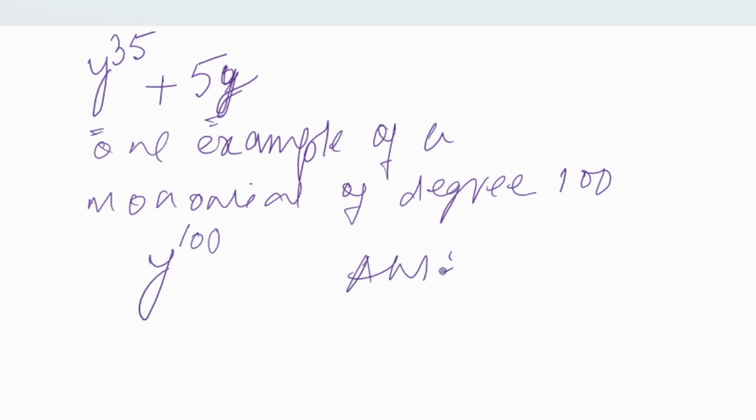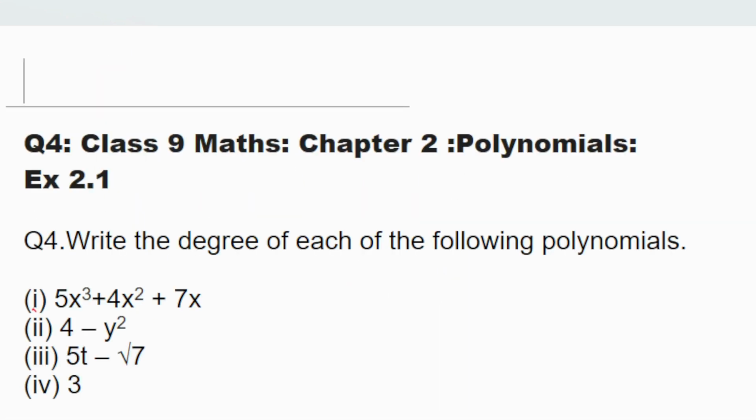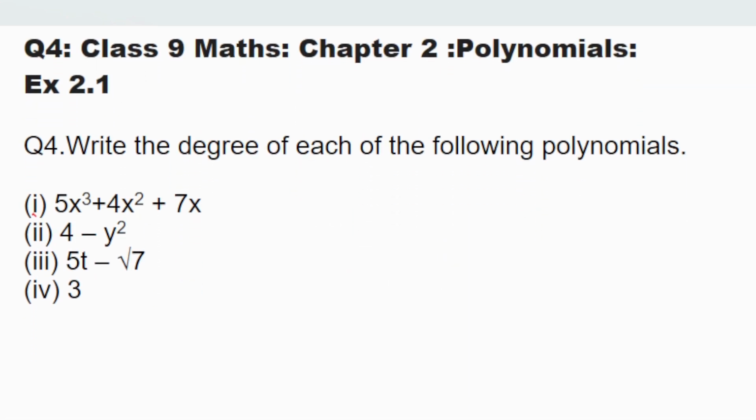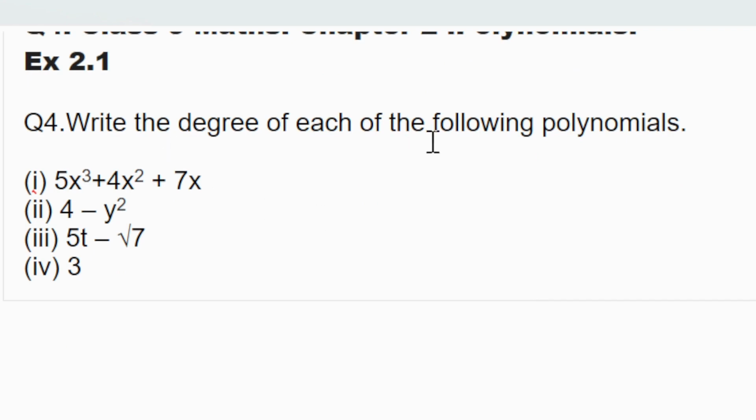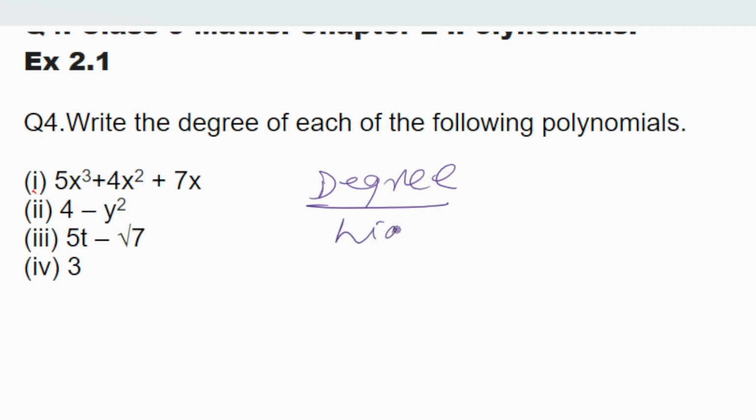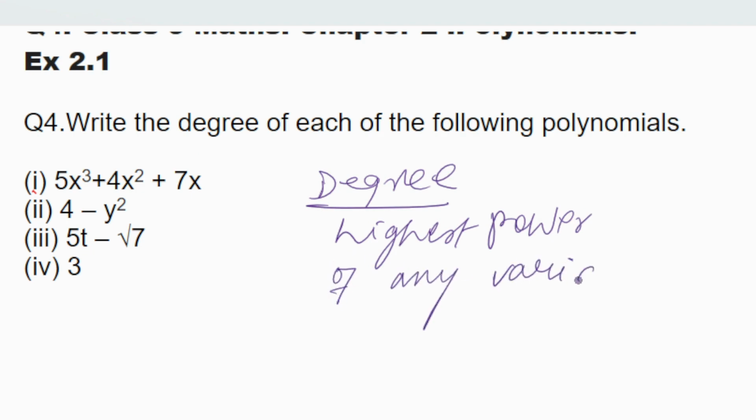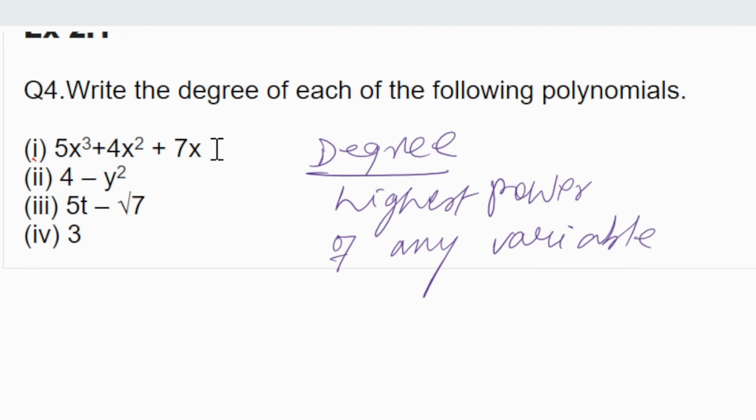Okay, let's see question number 4. What is question number 4? Write the degree. As you know, degree means the highest power, or exponent, of any variable.